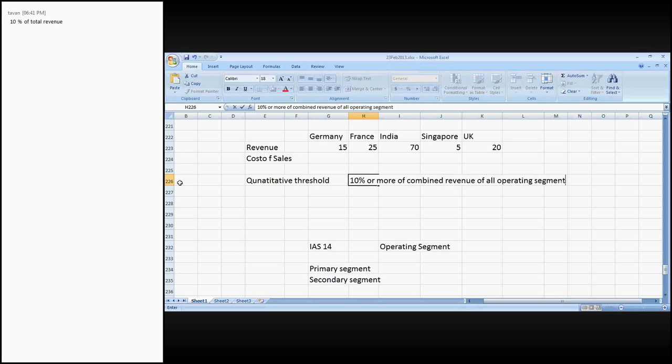If I combine the revenue together, 15 plus 25 plus 70 plus 5 plus 20, that is 135. 10% of 135 is 13.5. Which of the segments are reportable, and which of them are not?